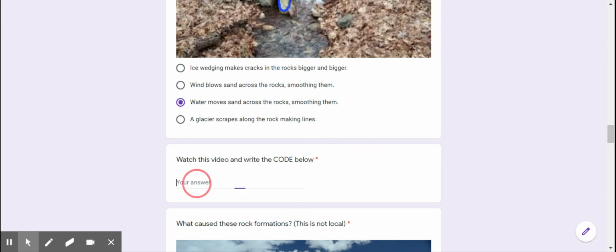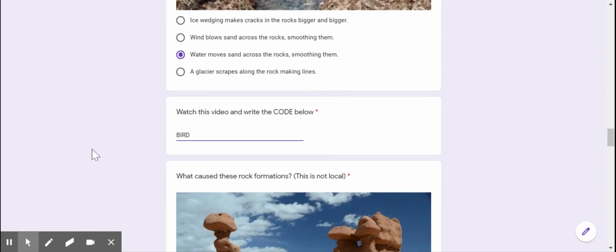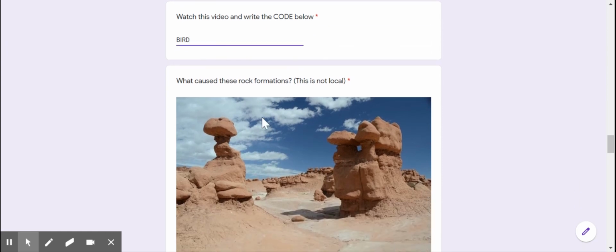The code for this video is going to be bird, like the animal that flies. So you're going to write that in there. And then you're going to go down to the next question, which also has some smooth rocks, but you're going to have to make some inferences about how they got smooth by looking at the picture and looking at the clues around it.